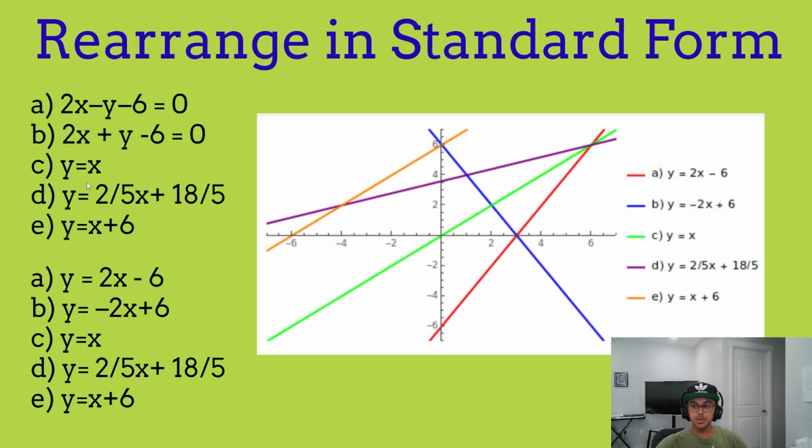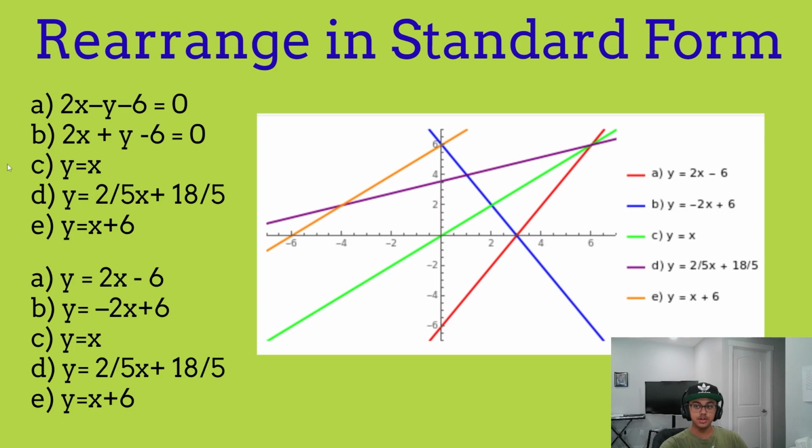So the first step that we're going to be doing in order to solve this is change them into the standard form. And the standard form for a linear equation is y is equal to mx+c. And we covered this in our last video, so if you don't know what the standard form is, then make sure to check that video out. So basically what we're going to be doing is we're going to change every single one of these into the standard form. So for A, we have 2x minus y minus 6 equal to 0.